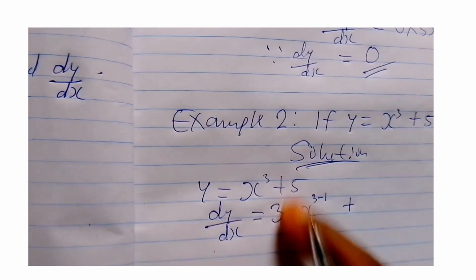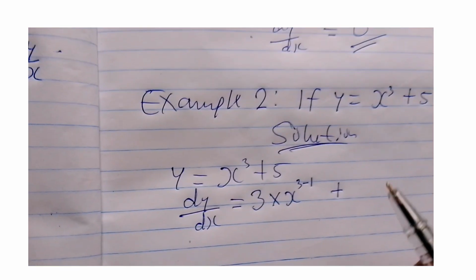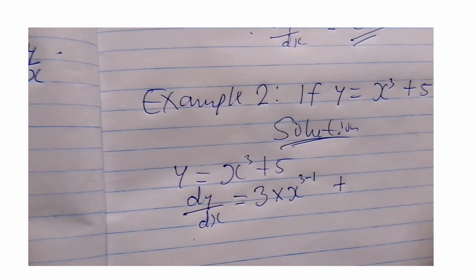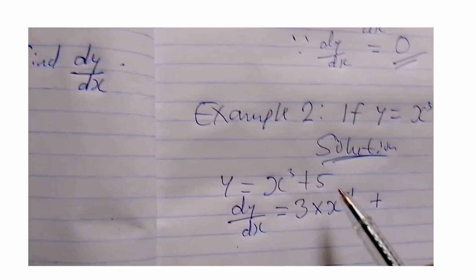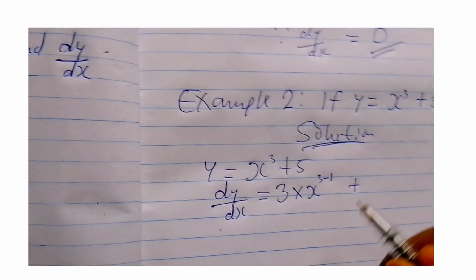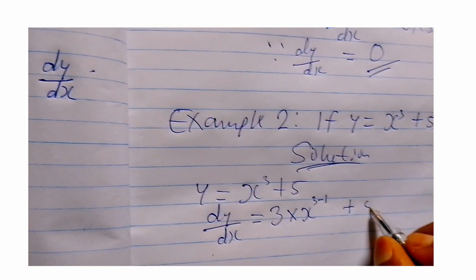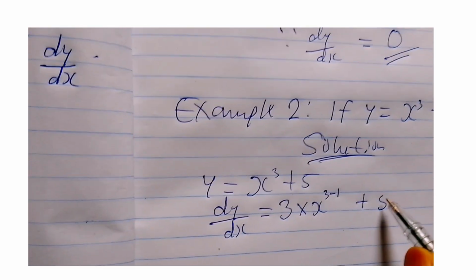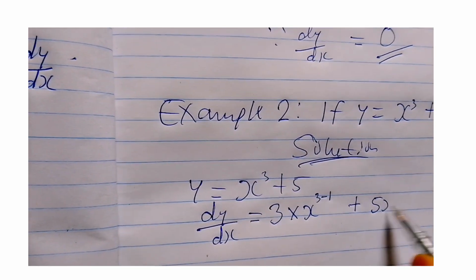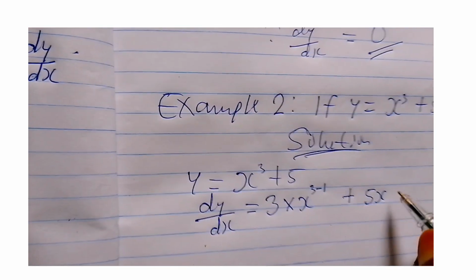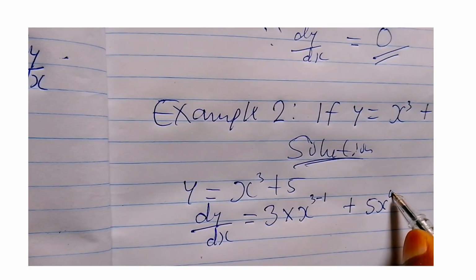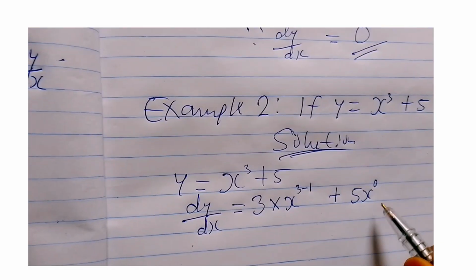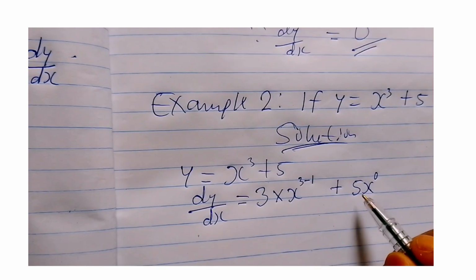Then we come to the second one. This is a constant. I told us that when we are differentiating a constant, meaning a number that is not attached to any variable, since we are differentiating with respect to x, I attach x to the 5 and add it with the power 0. Do you understand? I add it with 0 because based on the law of indices, anything raised to the power of 0 is 1, and 1 times 5 is 5, right?